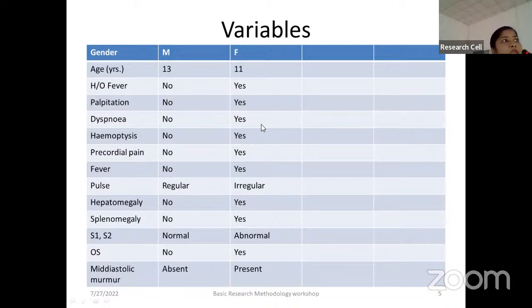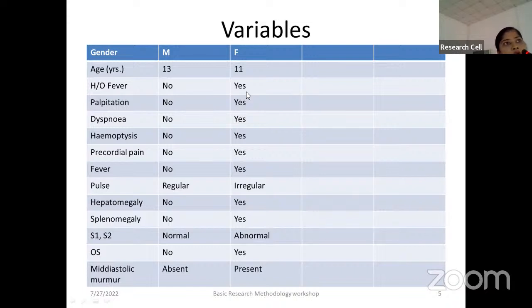Now looking at this, what information are we collecting or gathering? For example, we have a male and a female. This female is 11 years old, she has a history of fever, palpitation, dyspnea, hemoptysis, precordial pain. Presently she is suffering from fever, she has hepatosplenomegaly and she has a mid-diastolic murmur. So looking at this, the information we are collecting suggests that this is probably a case of rheumatic mitral stenosis. Because the variables are planned correctly and measured on a correct scale, we could come to this final outcome. This is just an example.